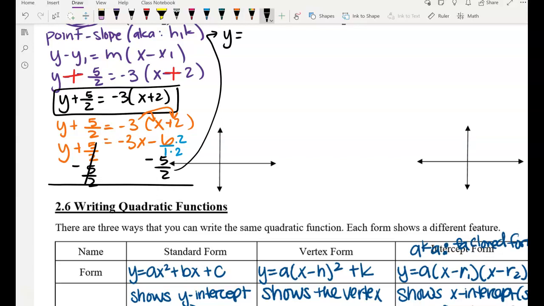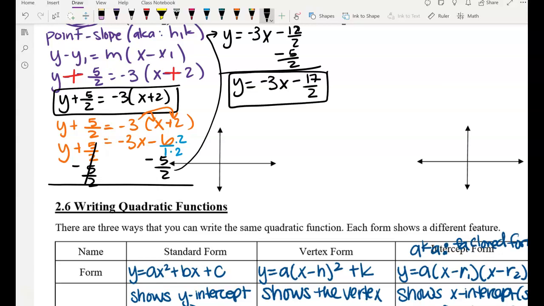So now y equals -3x, students. We have a -6 times 2, so I'm going to write -12 over 2. Then we are taking away 5/2 currently. So y equals -3x, and then this is going to be a negative 17 over 2. We can leave it like that because that is in the form of our slope-intercept form.